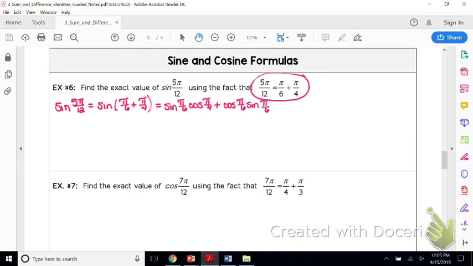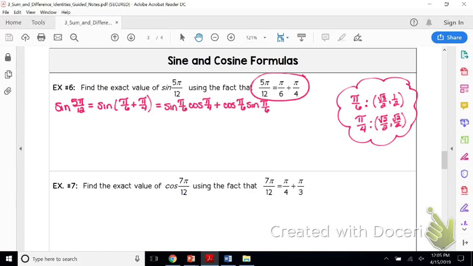And so this is like that previous example that we worked just earlier. So I need my ordered pairs for my angles. So you get your ordered pairs for pi over 6 and pi over 4. Okay, so now that we've got our ordered pairs, we can go through and plug in.